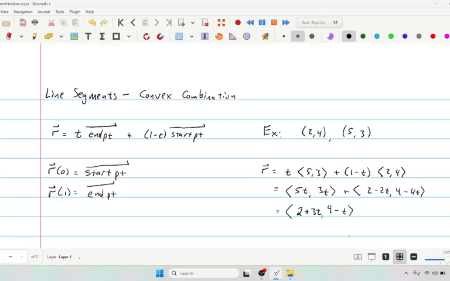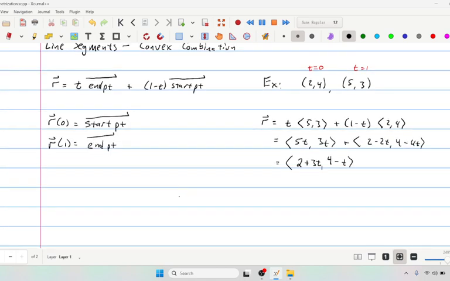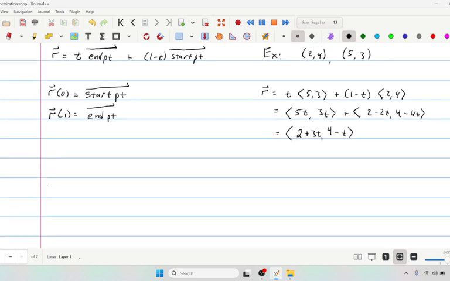And as a quick check, if you plug in t equals 0, we're starting at 2, 4. That's good. And if you plug in t equals 1, we're at 5, 3. So at t equals 1, we're at the endpoint. So this is a quick check to make sure we've done this correctly. So that is line segments. Functions and line segments combined together will cover 90 to 95% of all parameterization problems you'll come across. There's two more things that you might see, and those are both conic sections.